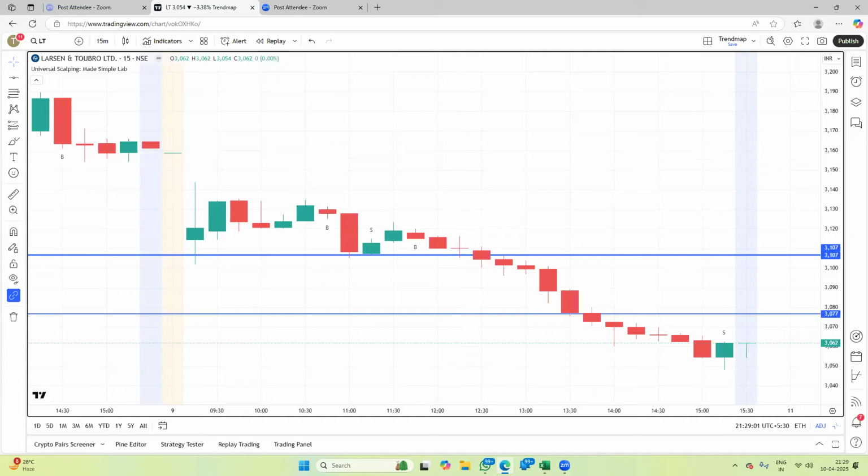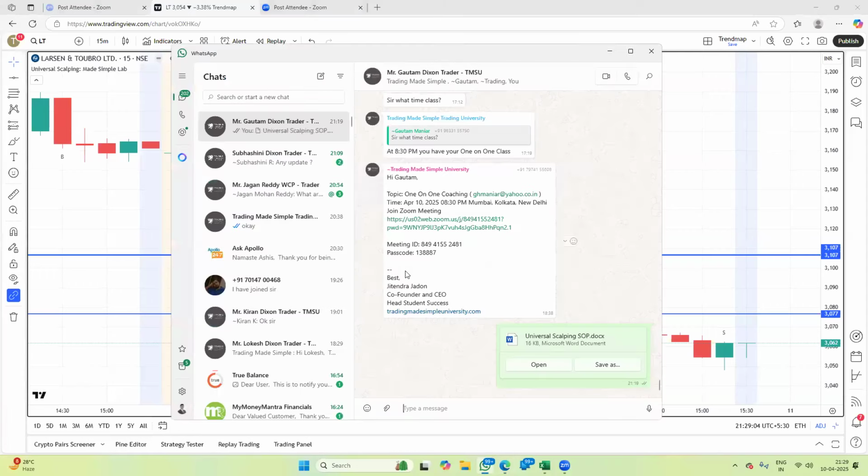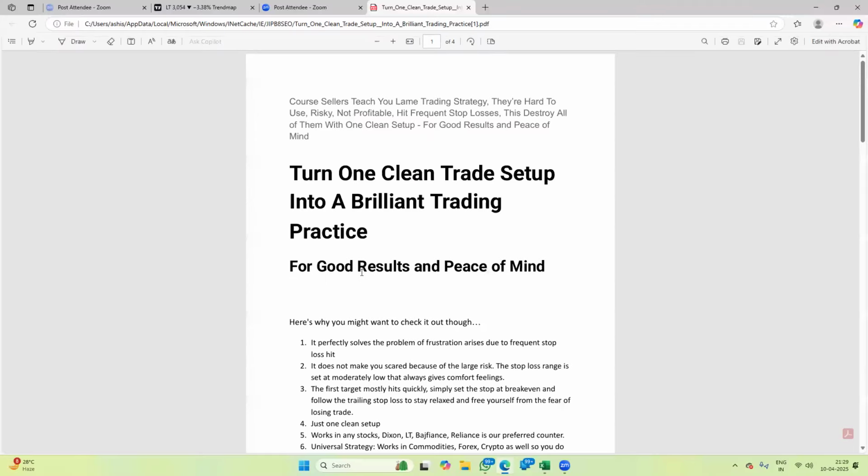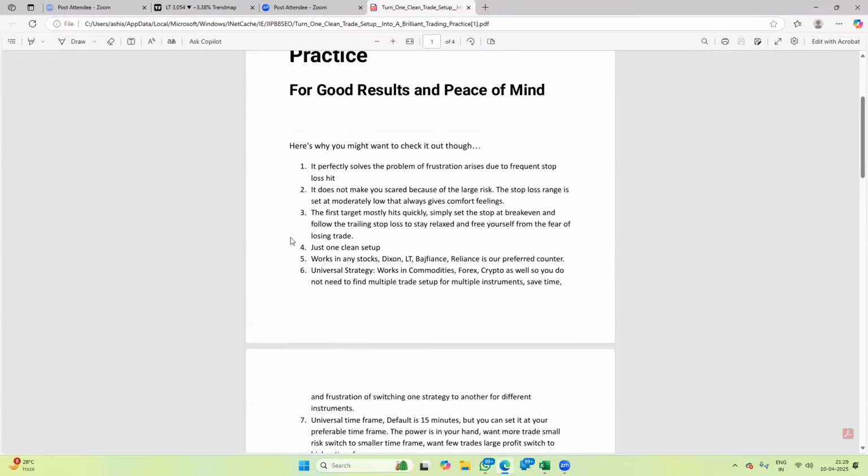About this strategy, I believe you have already noticed a few things, based on my experience and discussion with a lot of students. This point is very important: it perfectly solves the problem of frustration arising due to frequent stop loss hits. It is a very accurate strategy, and it doesn't make you scared because of large risks. The problem with large risks is that you can't increase the quantity, like the Dixon cash strategy or the futures strategy, where the stop loss remains large. That makes high return and high accuracy, I agree.